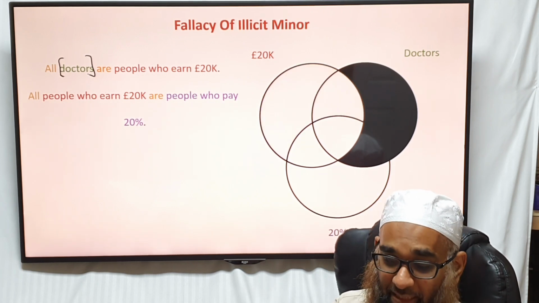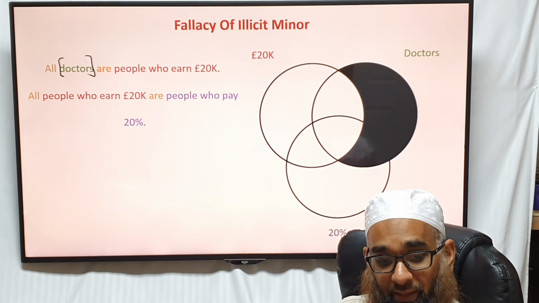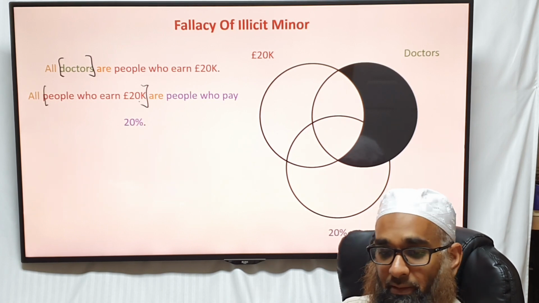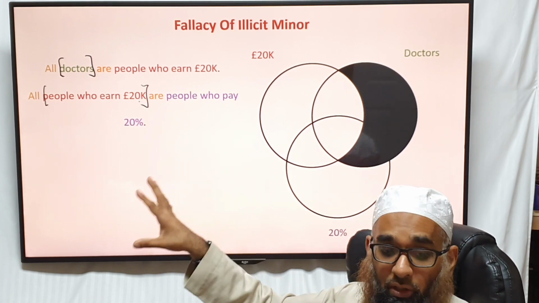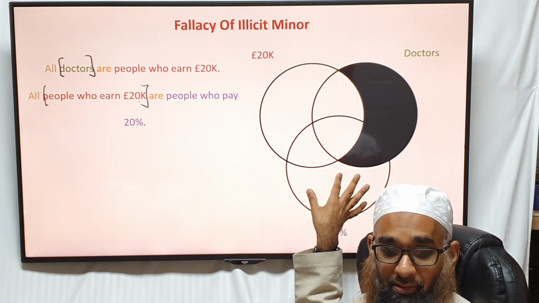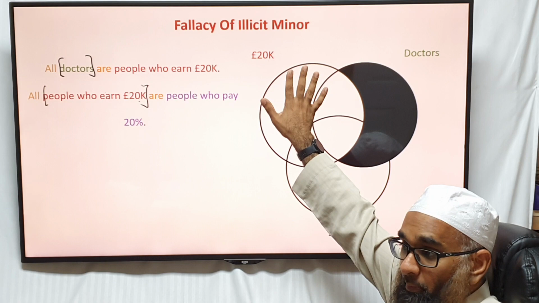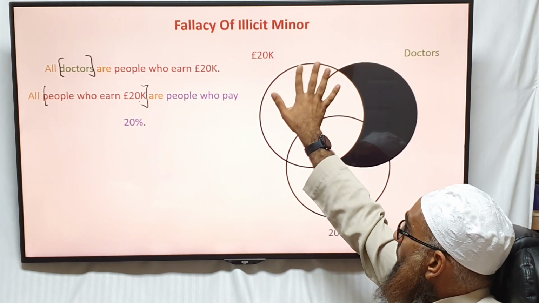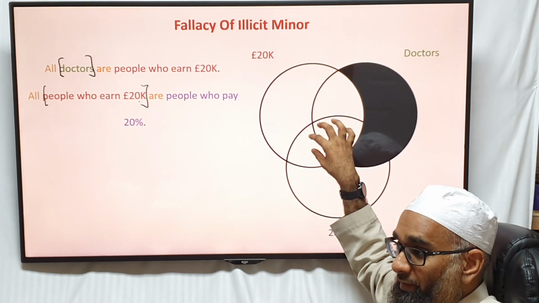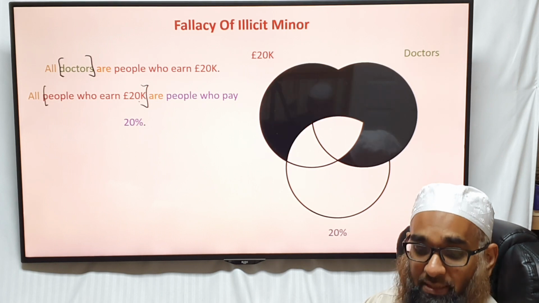Again here, what's distributed in here? This is distributed in here. Yes? Because we're saying here, everybody who earns 20K, all 20K people are people who pay 20%. So nobody is a 20K earner who doesn't fall in this category here. So you have to distribute, so that's it.